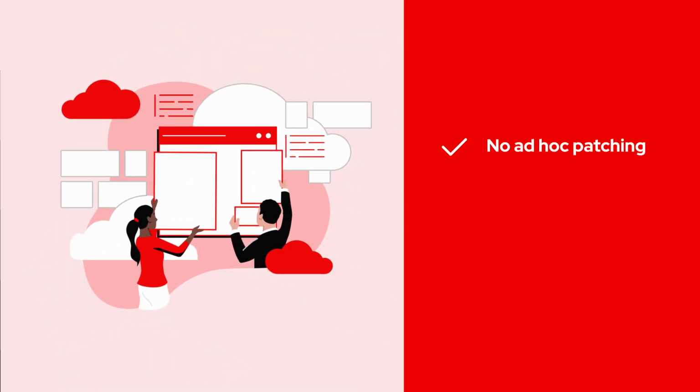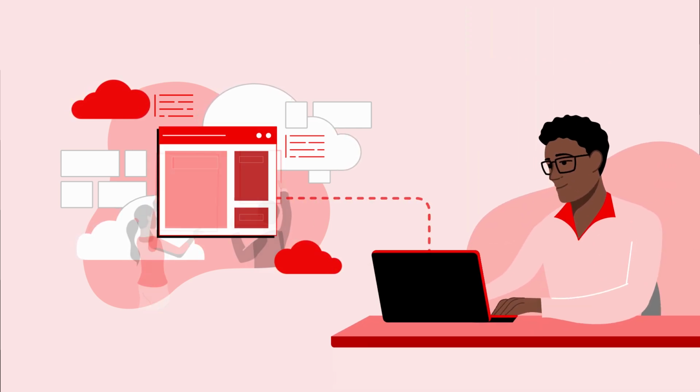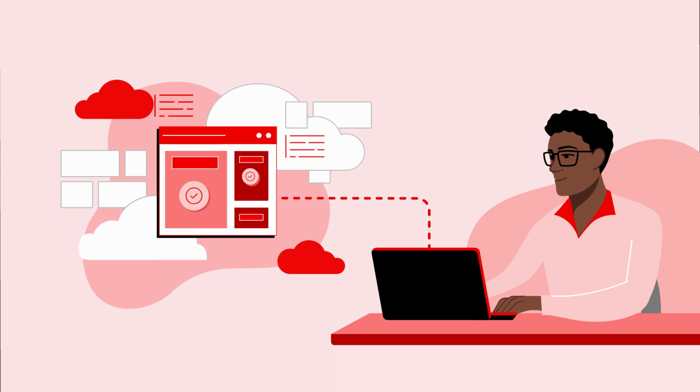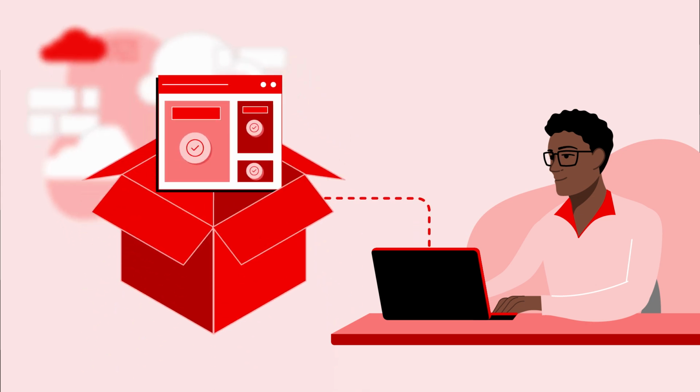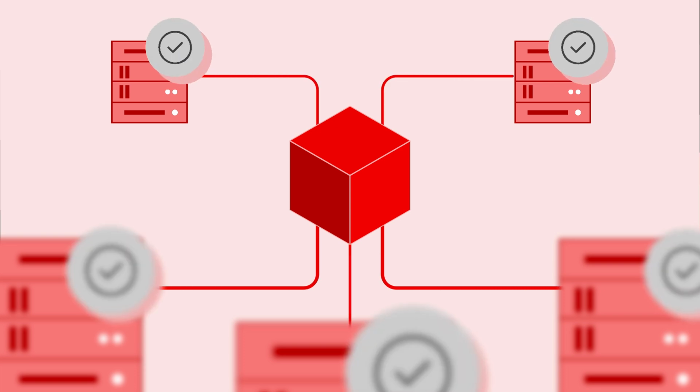Now, we build our system images early and often with our container tools. Instead of ad hoc patching, our systems are always ready to move to an updated image. This means we can test and validate each image before it hits production and immediately deploy it without any drama or complications, like a smartphone update.